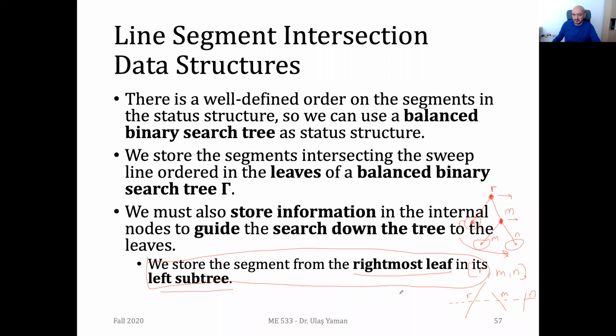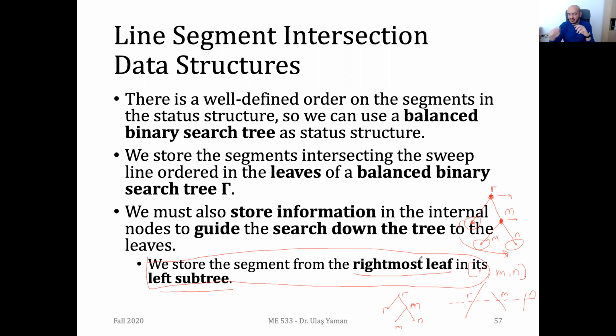Now our tree is complete. I can draw it once again here. This is N, M, this is M, this is R, and this is again R. And we constructed our binary search tree according to this rule. You should always be storing the values of the segments into the internal nodes according to this rule. What is that? You should be storing the segment from the rightmost leaf in its left subtree.